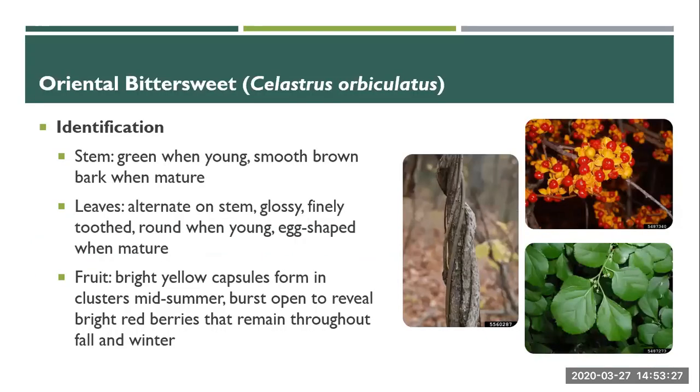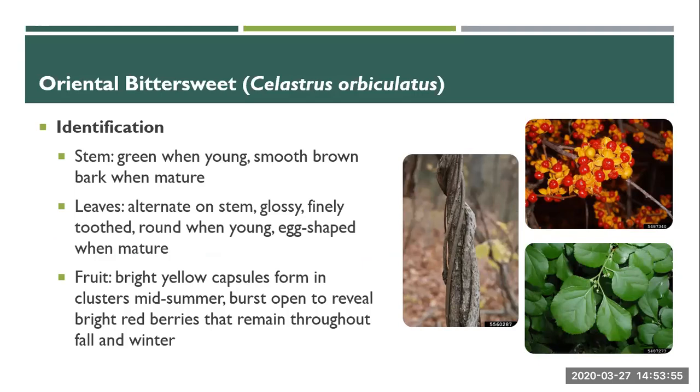First is Oriental Bittersweet. It's a woody vine that grows in forests. It can actually grow on homes, anything that's sturdy. When it's young, the stem is green, and then as it gets older, it turns brown and has these lenticels on it, little notches, and it's a bark material.